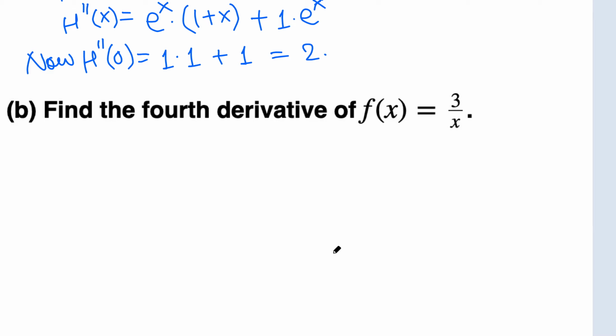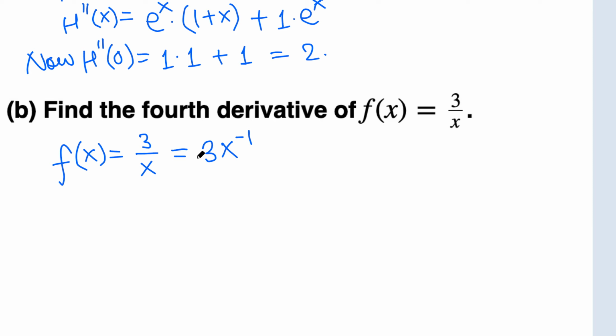Now the second question: find the fourth derivative of this fraction, 3 over x. The function is 3 over x. This is a fraction or a quotient. We can use the quotient rule if we like, or we can get rid of this fraction by writing it like this, because the x means x raised to 1. Just move it up: 3x raised to negative 1. Now that's the function. We didn't do anything. I just rewrote this function in a nicer way so that I can apply the power rule.